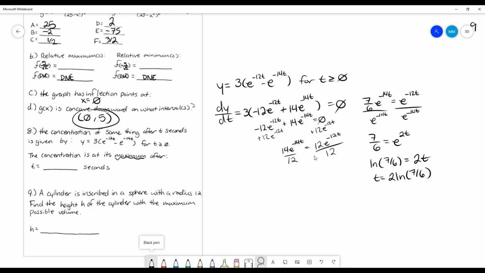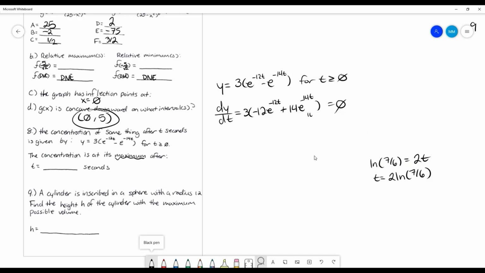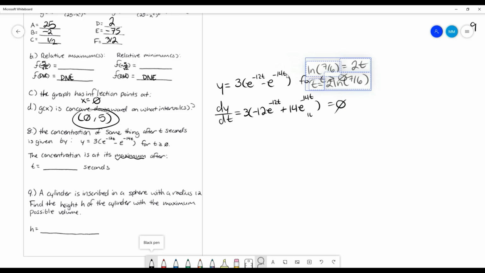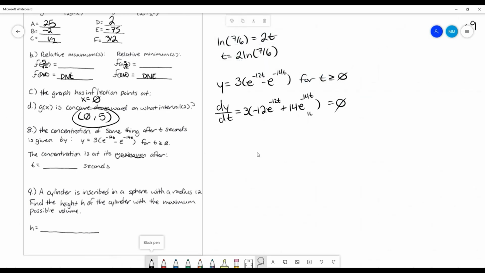So I'm going to erase all this bit and just move that up there where it's a little out of the way. So now we've got our interval. We've got negative infinity up to this point.